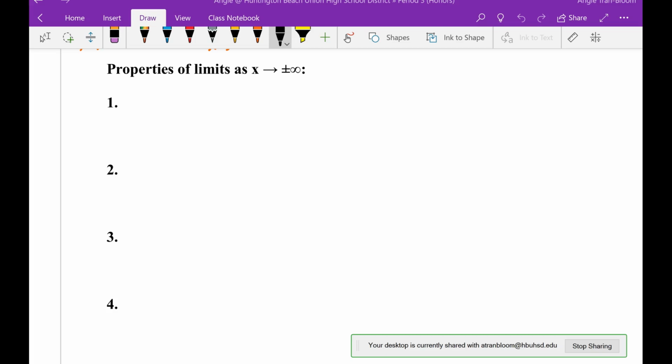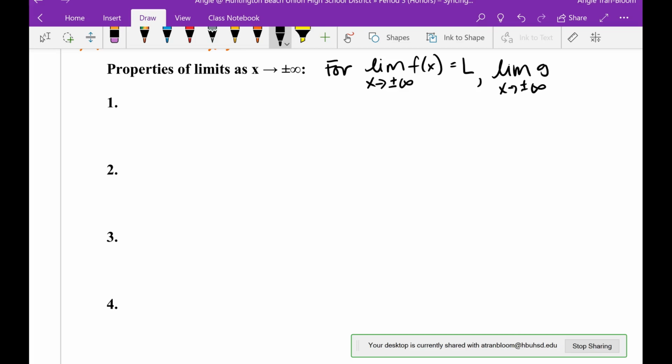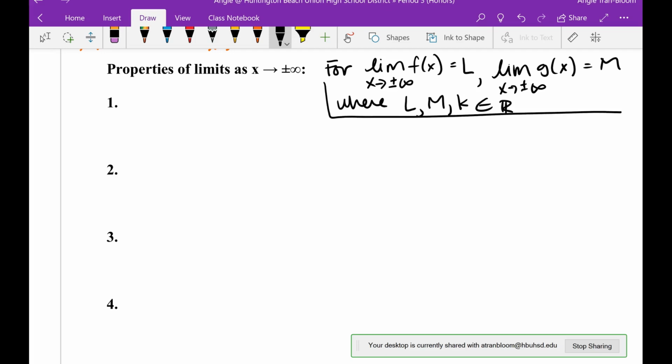So let's write out limits as x approaches positive infinity or negative infinity, let's give it a function, f of x equals L. And let's give it another function, limits as x approaches positive or negative infinity, let's call it g of x now, equals m, just like before, where L, m, and later we're going to use k for constant, is in the set of all real numbers. Okay, so that's what I'm going to give us to start with.